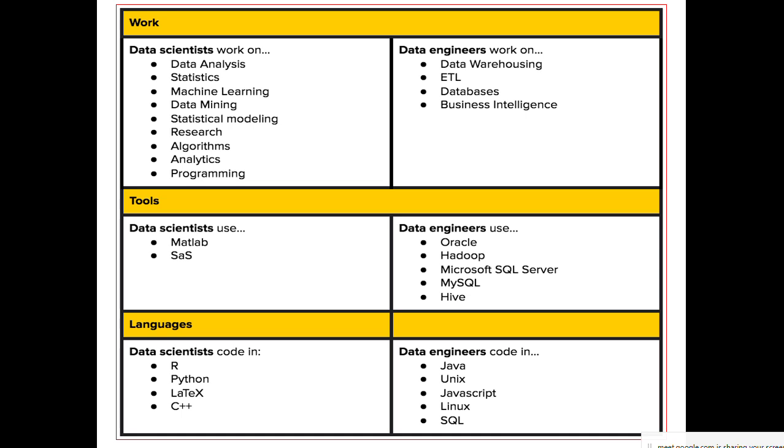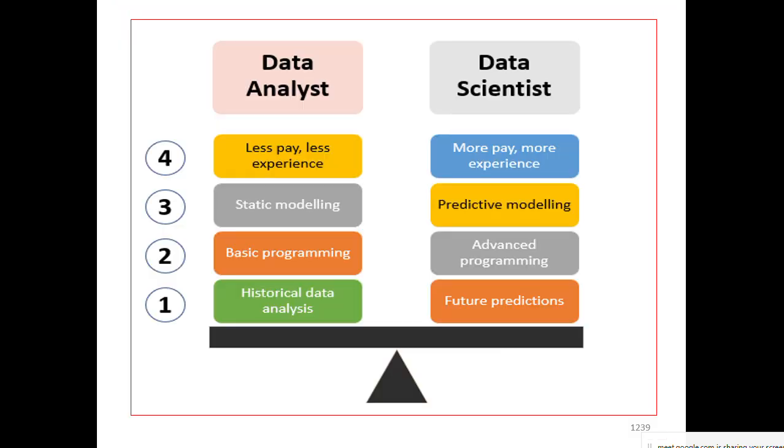What are the tools for a data scientist to use? MATLAB and SAS, whereas data engineers use Oracle, Hadoop, Microsoft SQL Server, MySQL, Hive. What are the languages we are using? Data scientists code in R, Python, LaTeX, and C++. LaTeX is a documentation tool used to develop equation-based, mathematical research articles. C++ is an object-oriented programming language. Data engineers code in Java, Unix, JavaScript, Linux, SQL.